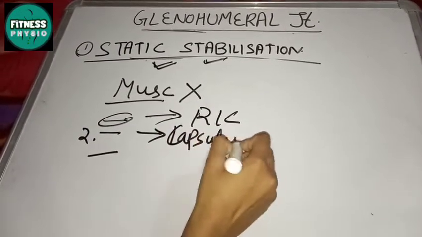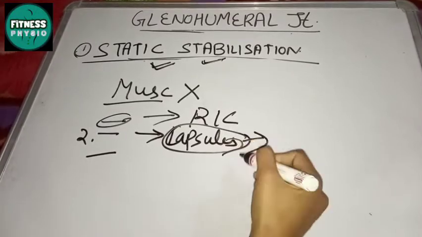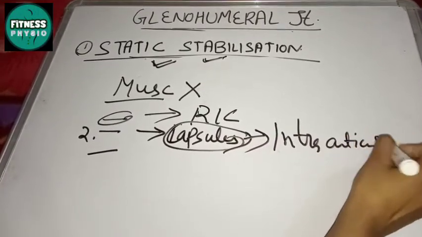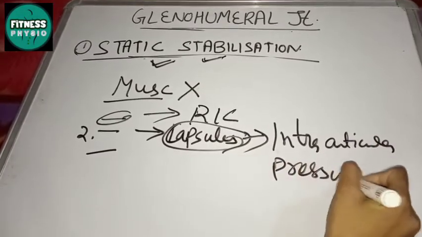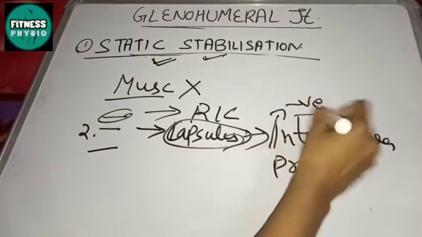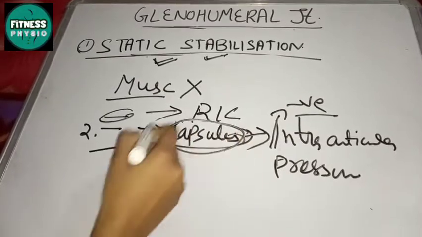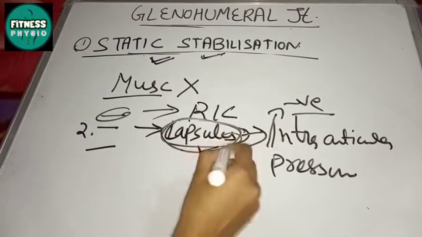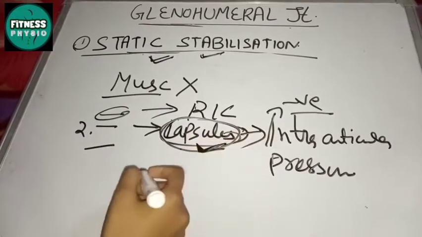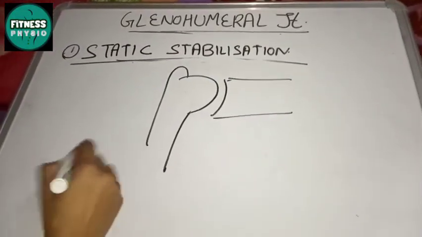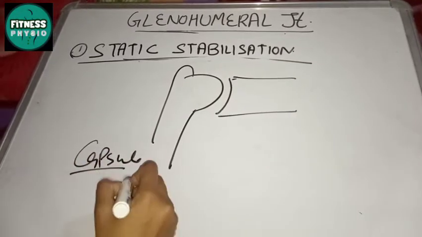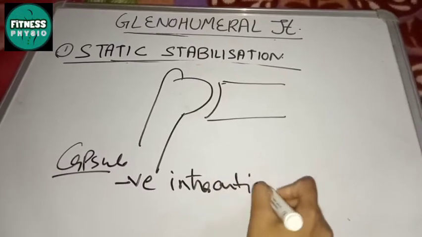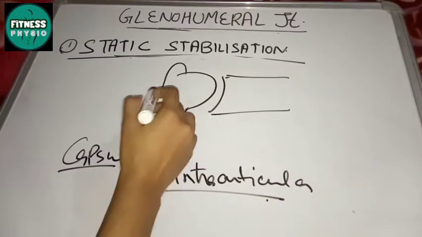Your capsule creates negative intra-articular pressure. So how does it prevent inferior translation in static stabilization? Let's see. The next structure is your capsule, which creates negative intra-articular pressure. Let's suppose this is your capsule.